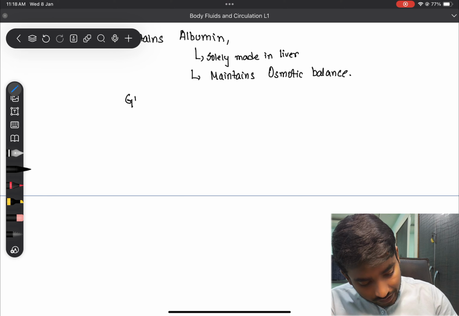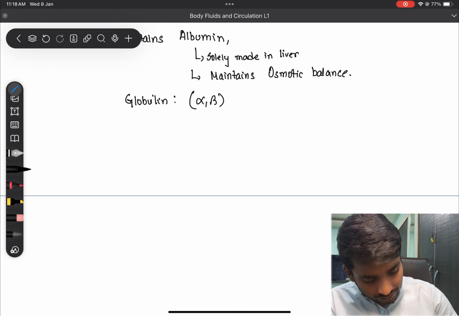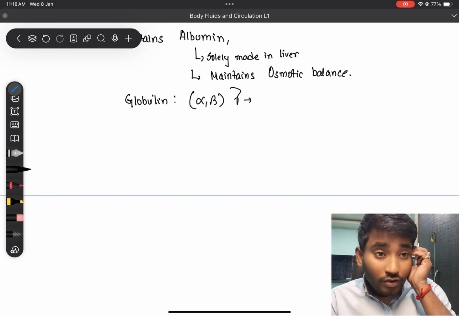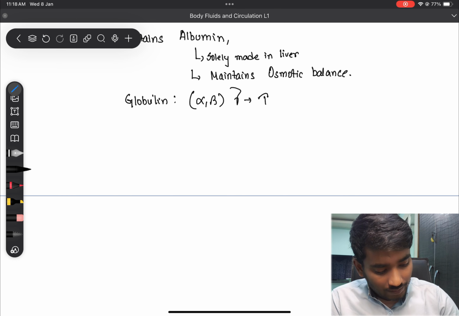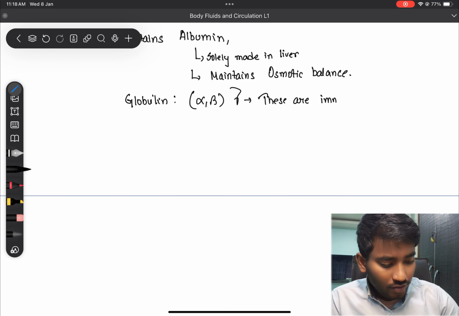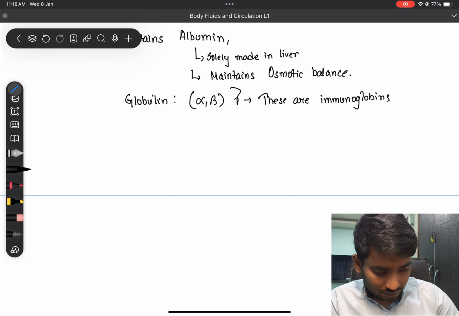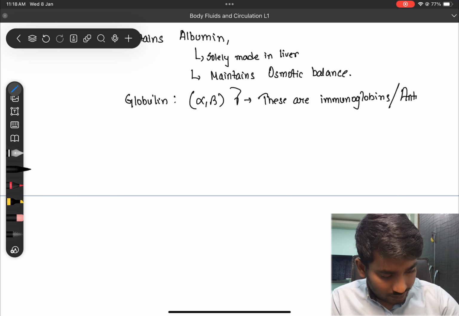Next we come to globulin. Globulin contains alpha, beta globulin and gamma. Gamma globulins are immunoglobulins, that is, antibodies.